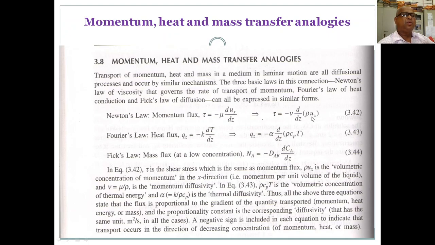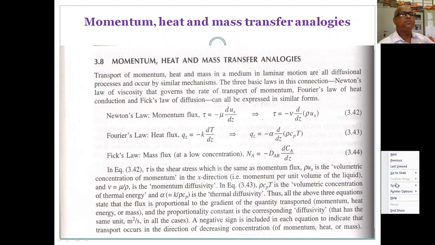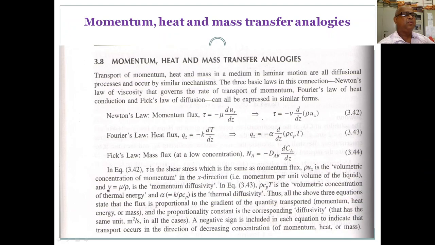So what is the change of volumetric concentration of momentum? That is proportional to your shear stress or force per unit area, and the constant is nu, called the momentum diffusivity. And rho into u x is the volumetric concentration of momentum, because it is momentum per unit volume.